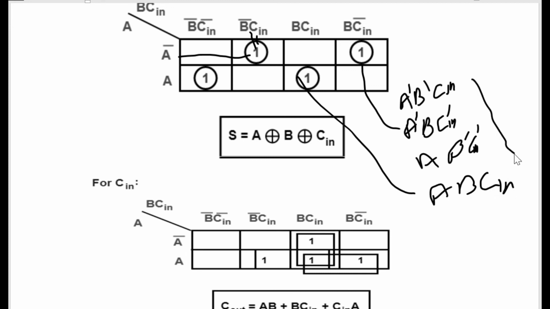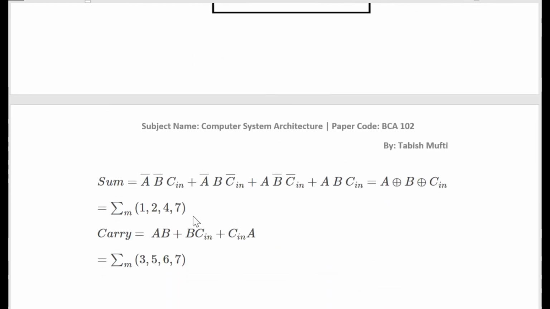So you can check these values which are calculated according to the K-map, and you can find these values over here. So for the sum expression the values are over here. Similarly we will find the value of carry.